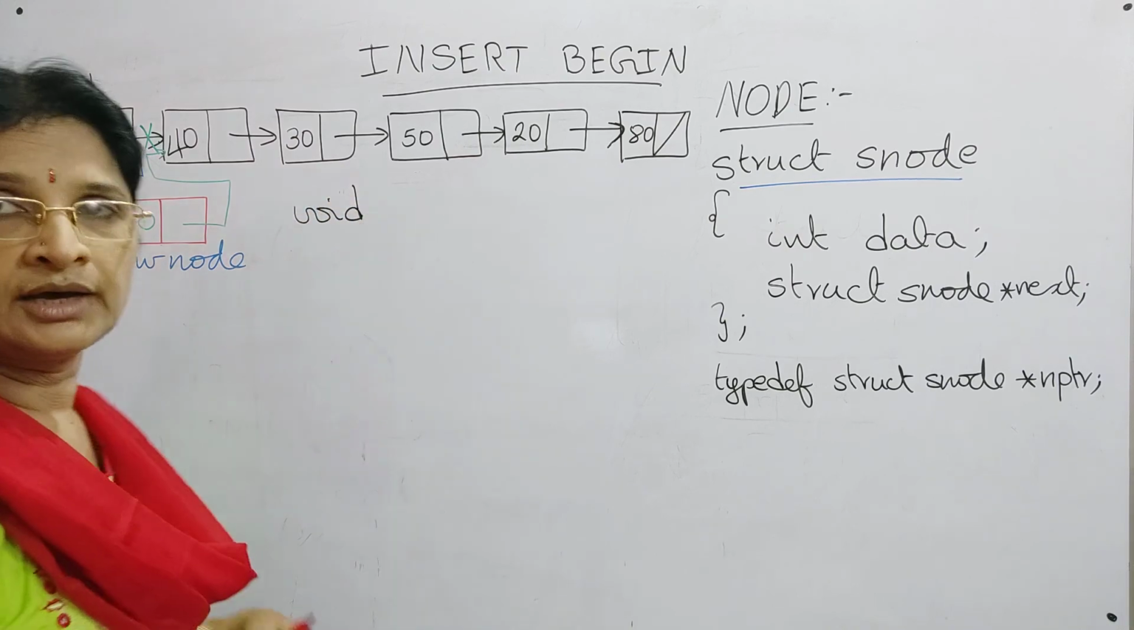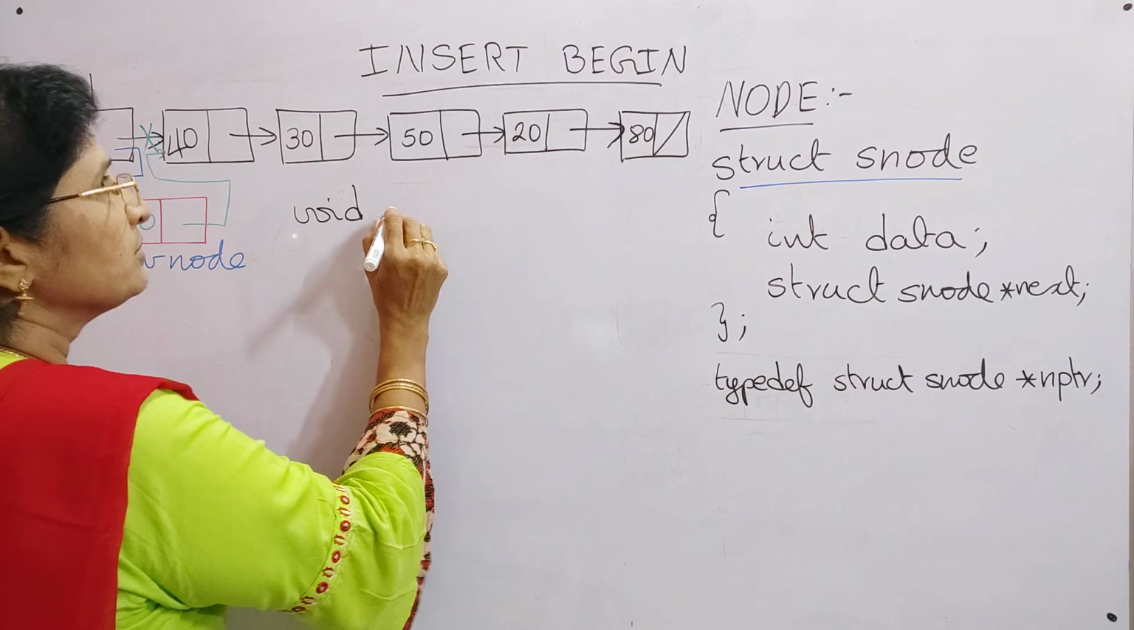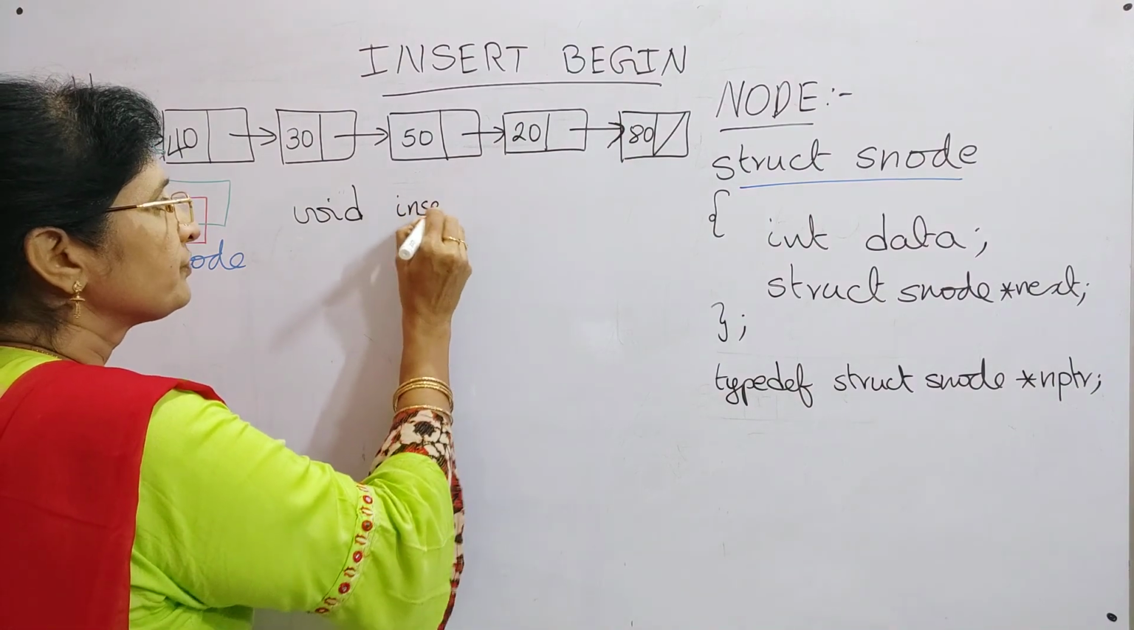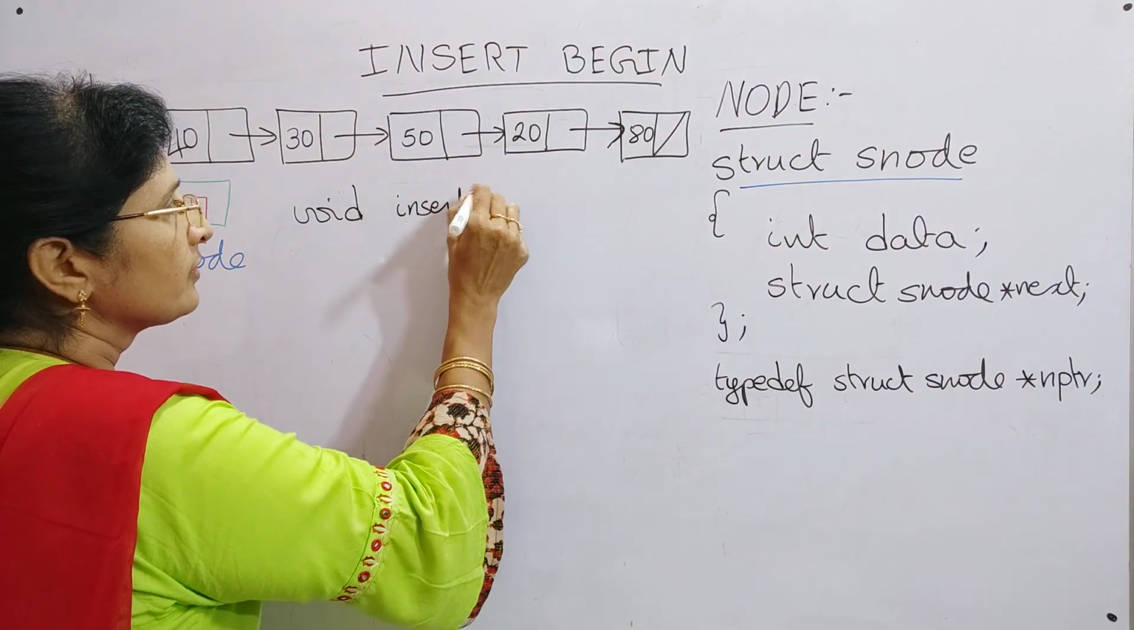Void is the return type. And what is the function name? Here I am giving the function name as insert begin.